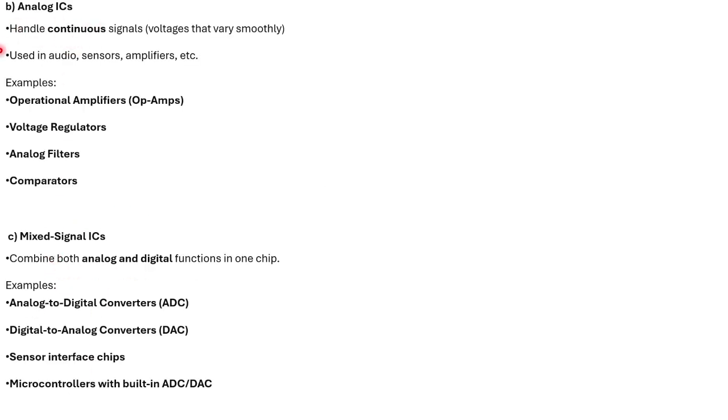Analog integrated circuits handle continuous signals, like voltages that vary smoothly, using audio, sensors, amplifiers, etc. Examples are operational amplifiers, also known as op amps, voltage regulators, analog filters, comparators. And the third is mixed signal integrated circuits, which combine both analog and digital functions in one chip. Examples: analog to digital converter ADC, digital to analog converter DAC, sensor interface chips, microcontroller with built-in ADC and DAC.